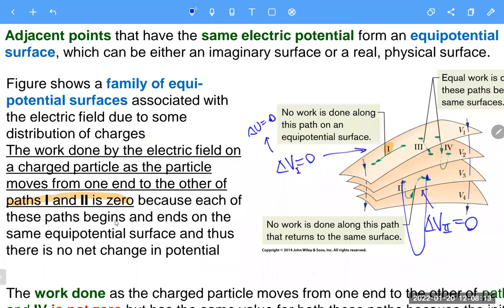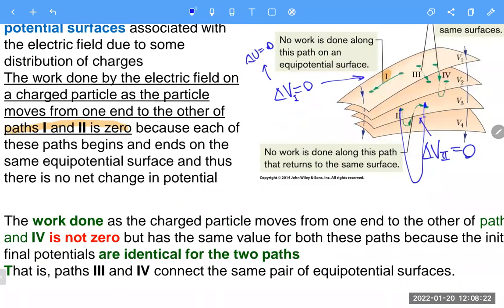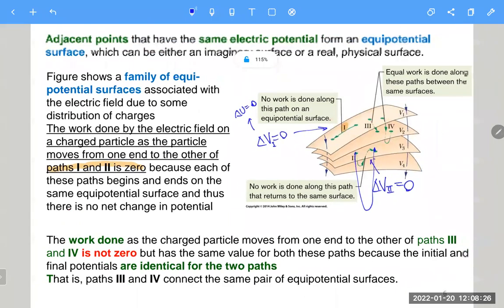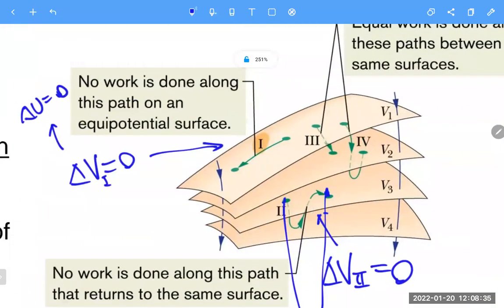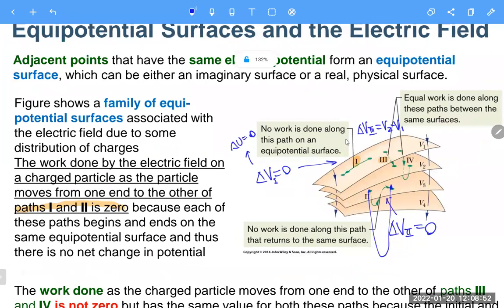Because each of these paths begins and ends on the same equipotential surface, there is no net change in potential. Now consider the work done as the charged particle moves from one end to the other of path three. Path three moves from V1 to V2, so delta V is V2 minus V1. Path four is also the same. It also goes from V1 to V2, although this path goes over V2 and goes back. So for path four we still have the same potential difference, V2 minus V1.